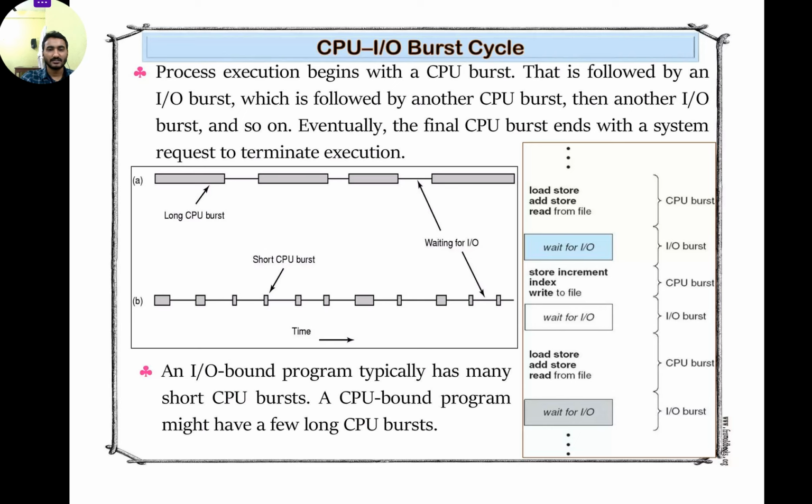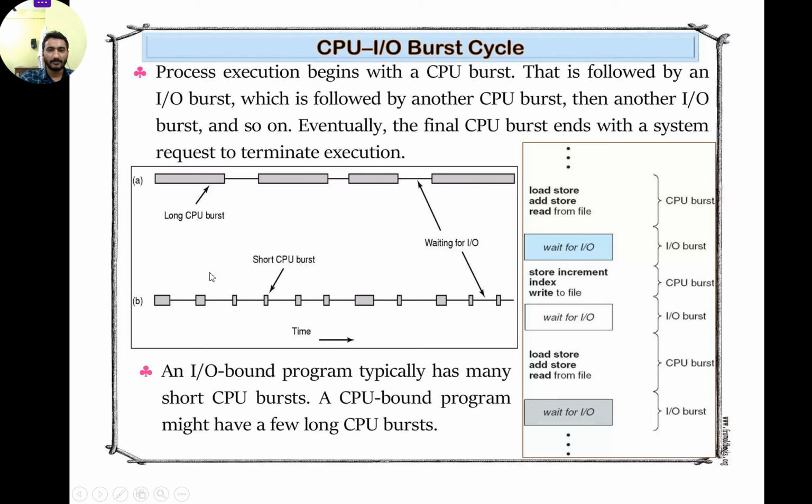Here we can see there are two types of programs. One is the I/O bound program and the second is the CPU bound program. In picture A, you can see a long CPU burst, and after that a short I/O burst. Again a long CPU burst, then a short I/O burst, and so on.